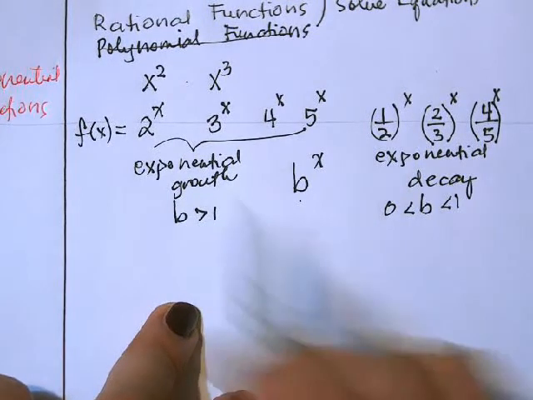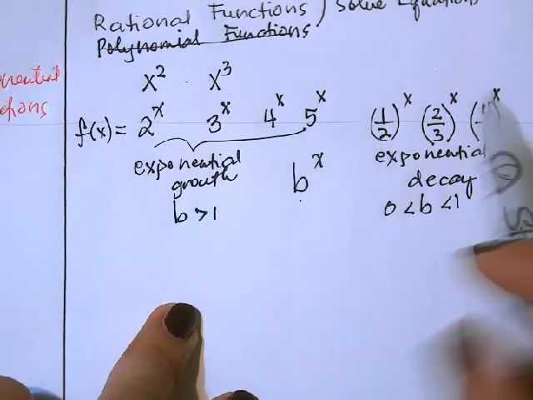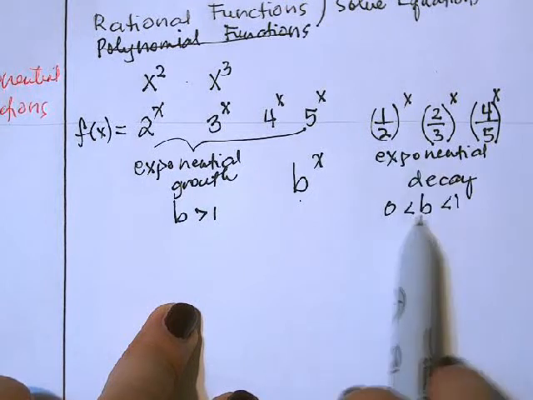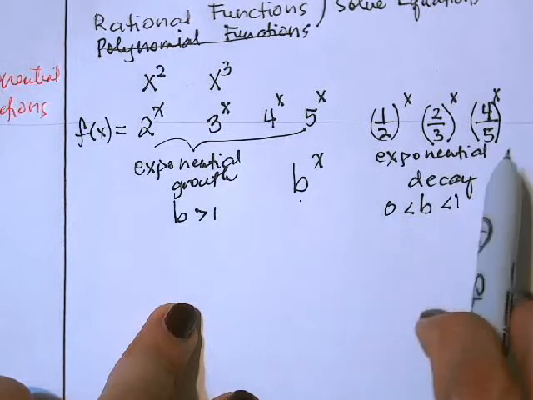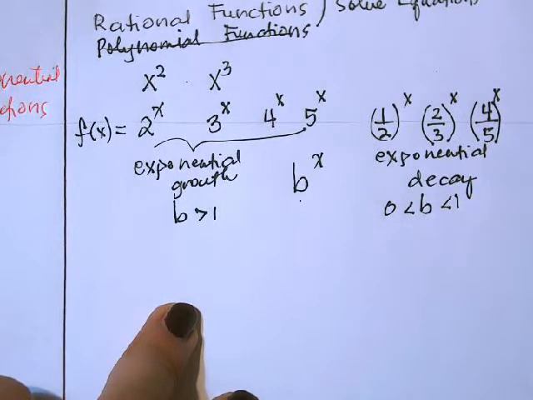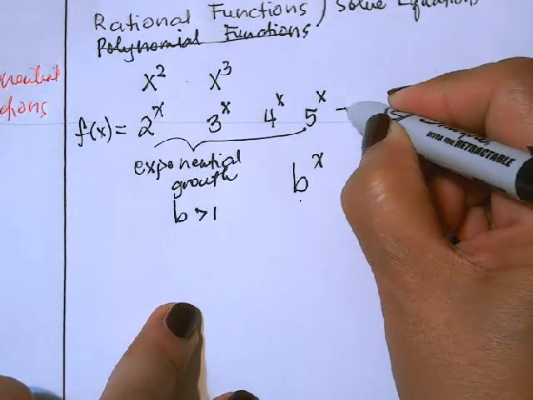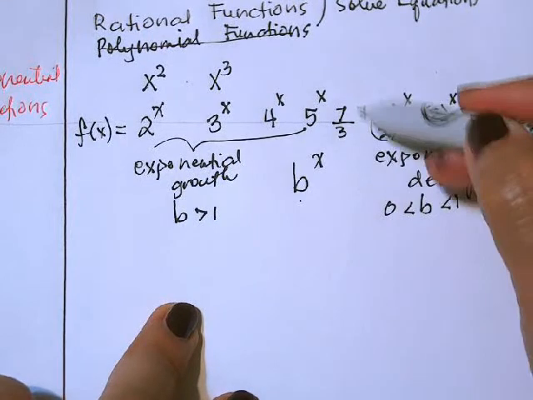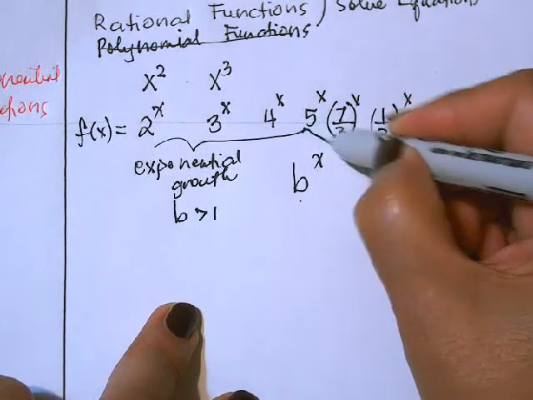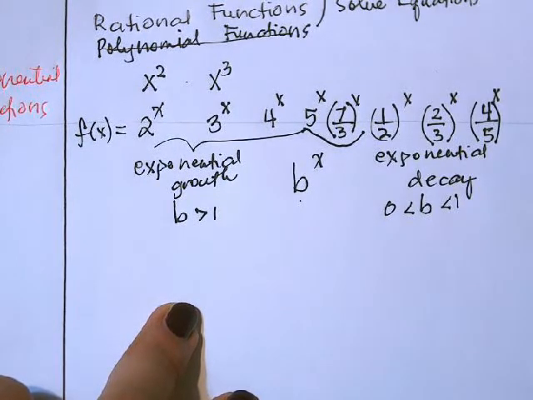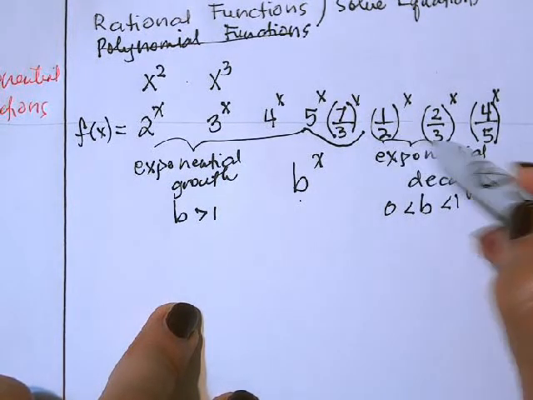Again, if the base is bigger than 1, it's an exponential growth. If it is smaller than 1 but bigger than 0, meaning positive, then it's an exponential decay. It's not because it is a fraction. Because if you have, let's say, 7/3, that is a fraction, but it's still bigger than 1, then that is still an exponential growth. These are all exponential decay.